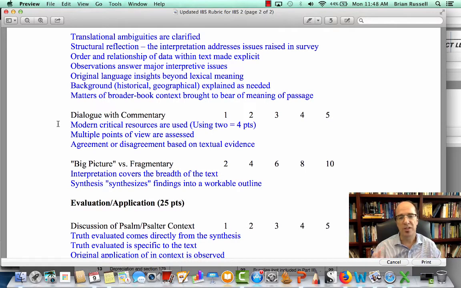Again, if you use two, that's going to be worth 4 points. If you use the wrong types of commentaries, like if I see Matthew Henry as your one pick, that may actually be a negative value for this. So make sure you're using modern critical commentaries. You're going to get 0 points or negative points actually for this part. And then I'm also looking that you're working on the big picture versus just being fragmentary, that you're digging deeply into something that comes out of your strategic area.